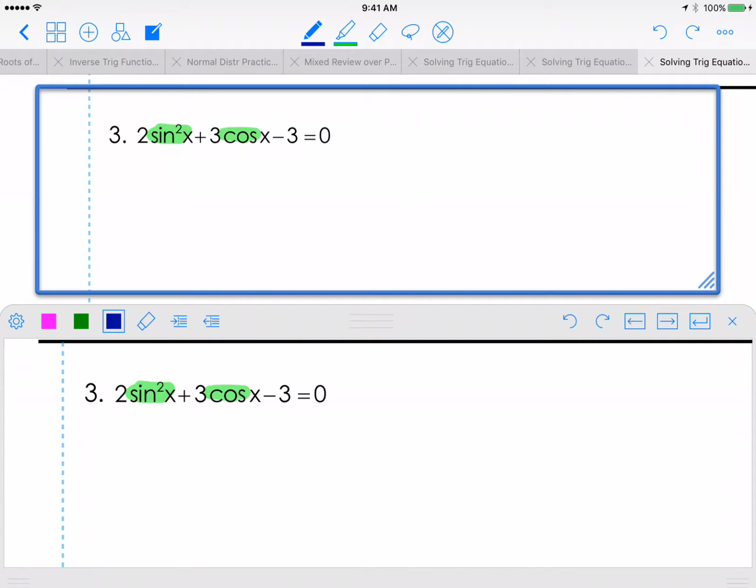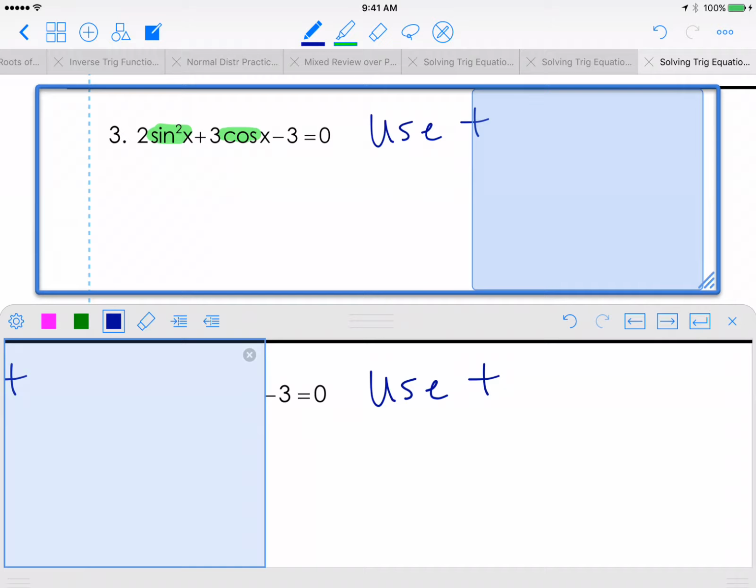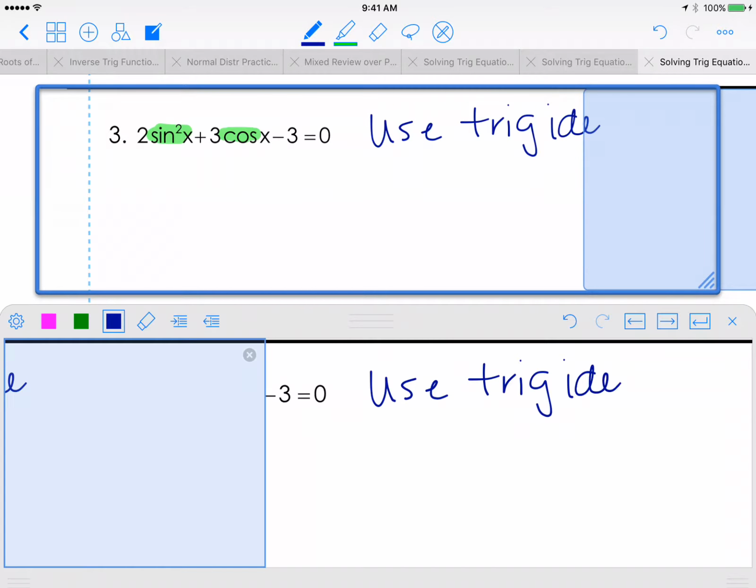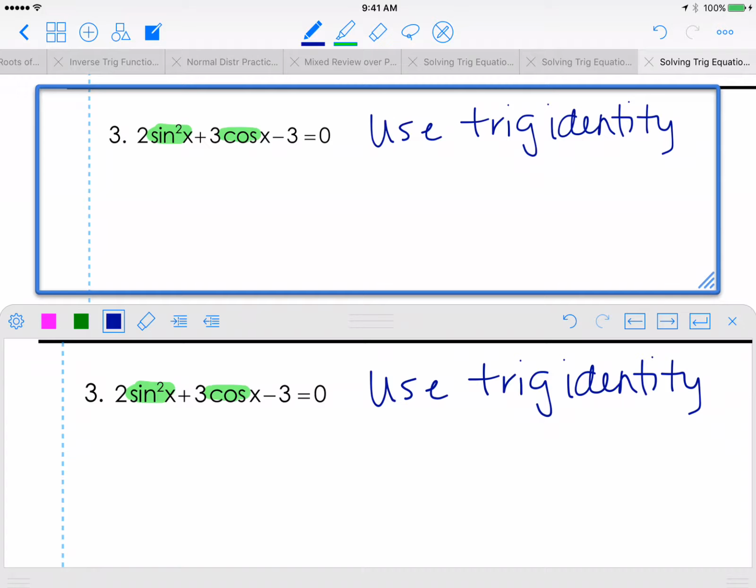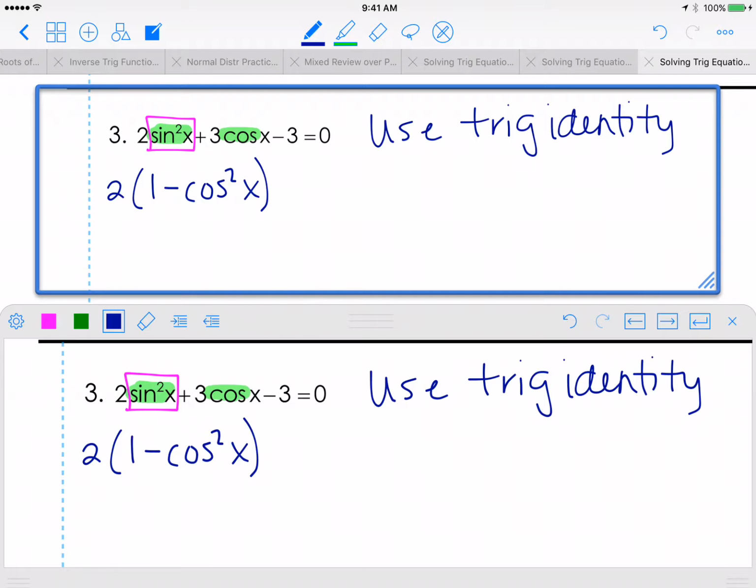Oh, we're still in highlighter mode. Okay, so use trig identity. Anyone see it? Hopefully you see that sine squared x could be written as 1 minus cosine squared x. And that goes back to your Pythagorean theorem identities. These don't go away, we still have to use them. So if we can do that, then now we're all in cosine mode.